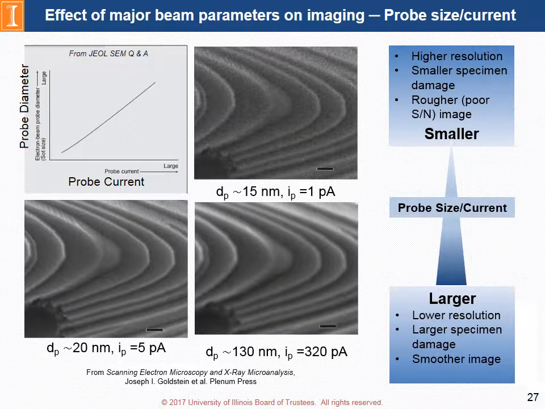These 3 images were taken using different probe sizes and probe currents. We can see that the best image was taken using a 20 nanometer probe and 5 picoamps current. The image taken with a 15 nanometer probe and 1 picoamp current is too noisy. And the surface details were obviously lost in the image taken using a 130 nanometer probe and 320 picoamp current.